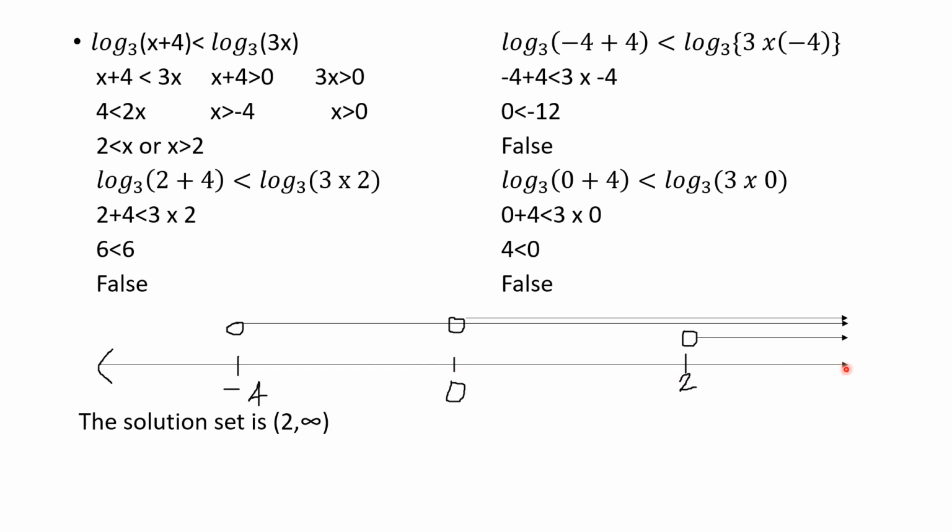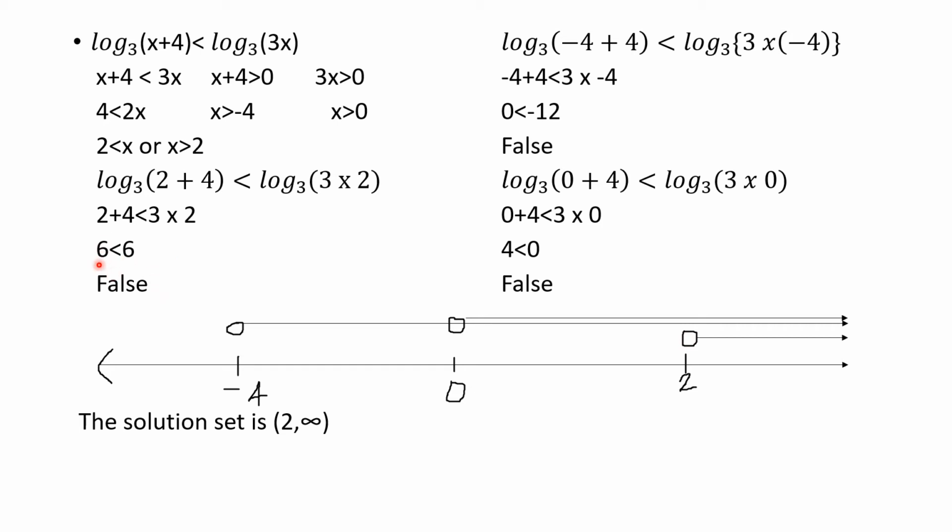So we have here a number line, and then plot your critical values. On the number line we have here negative 4, we have here 0, and we have here 2. And then you draw a circle, and you shade this circle if your critical value is true.